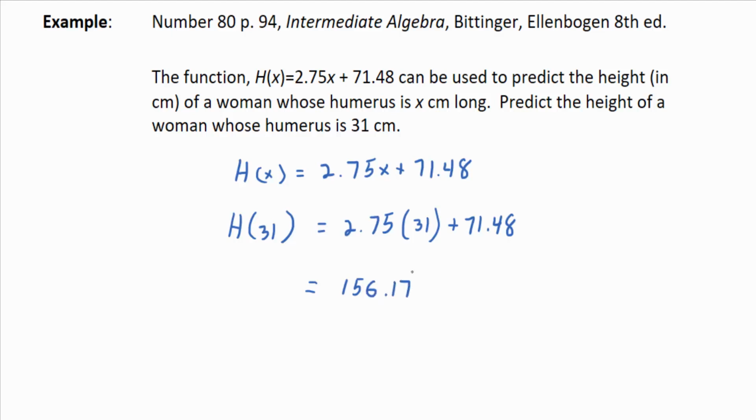156.17. Do I have multiple confirmations? 0.73. Okay. Do I have multiple confirmations on that? 0.73. Okay, it's not quite right. What do we need to put in? Centimeters. Okay, so what does that number represent? It's the predicted height of the woman. Okay?